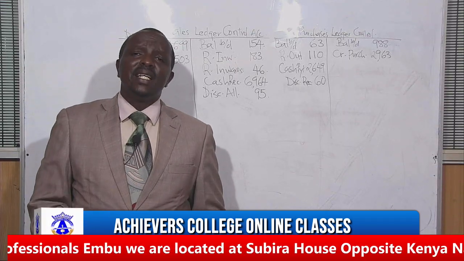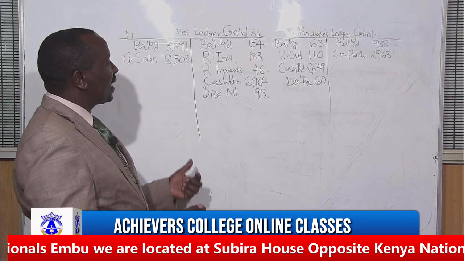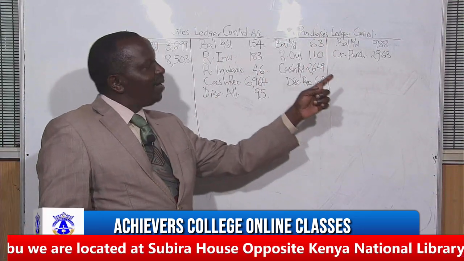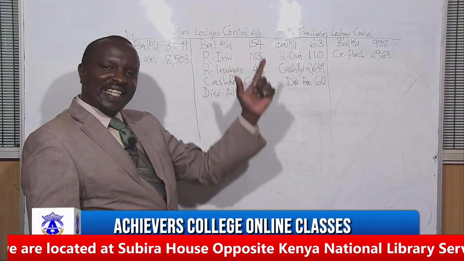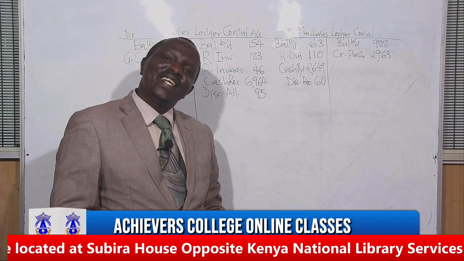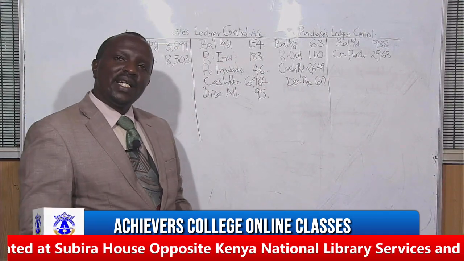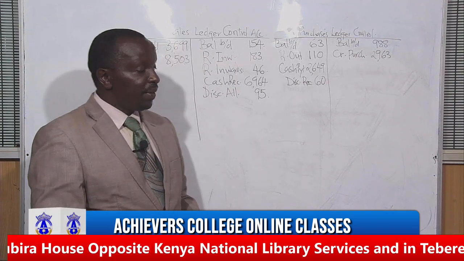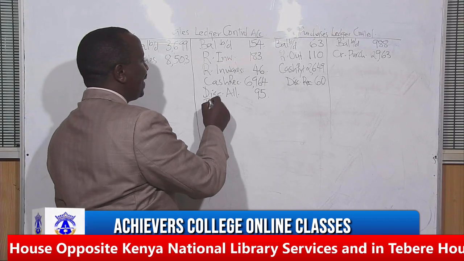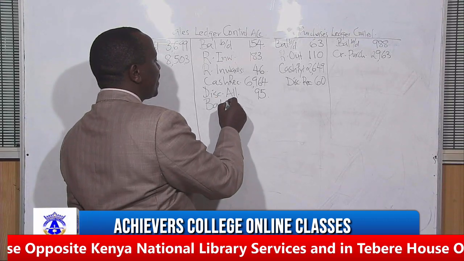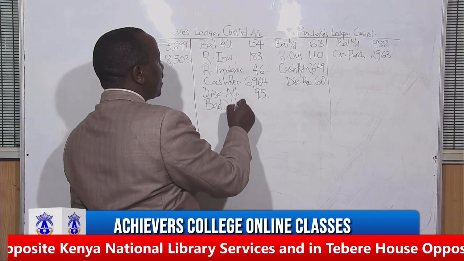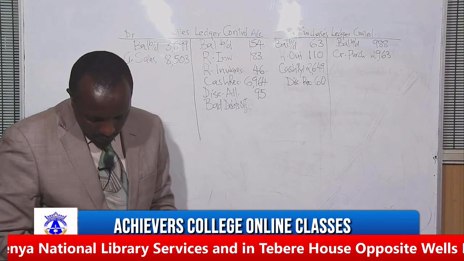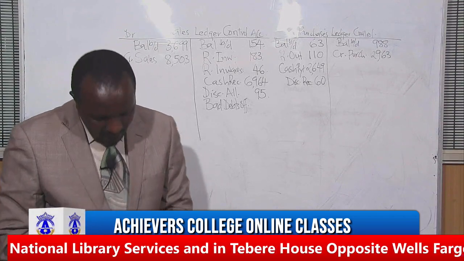Bad debts during the month. Now, bad debts is not for purchases. Bad debts is for debtors. It is debtors that can refuse to pay you, and debtors that can default in paying you, and therefore bad debts reduce the amount of debt if you write it off. Now that one should be 10.